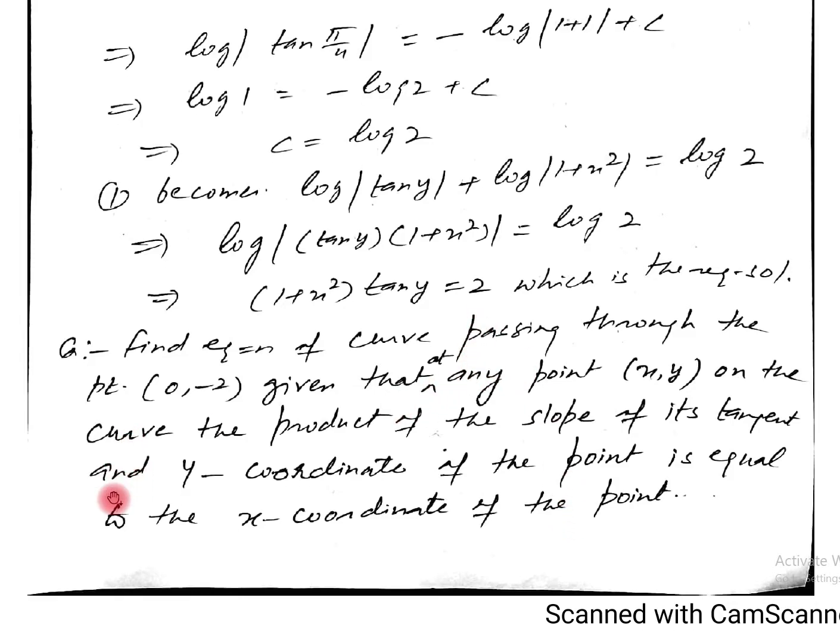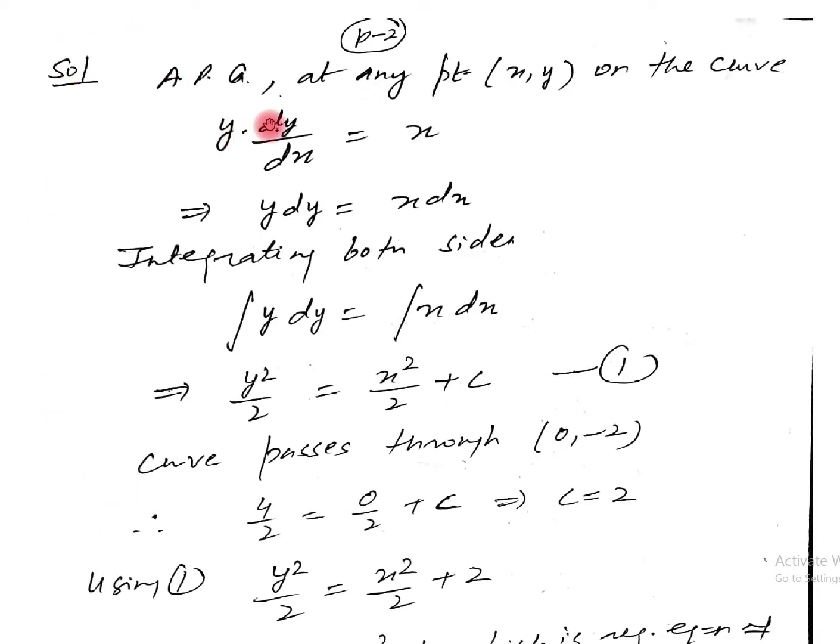So, as per the question, at any point (x, y) on the curve, the product of the slope of the tangent and the y coordinate is equal to the x coordinate. It is given in the question. Then, by separating the variables and integrating both sides, it becomes y²/2 = x²/2 + c.